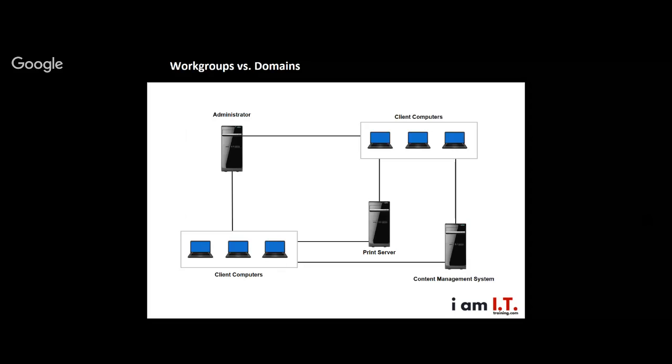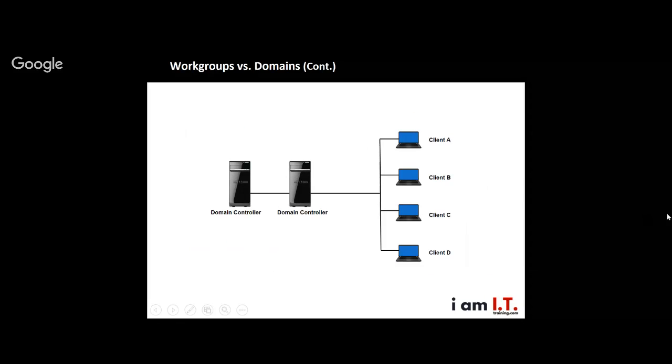Now, domains require a specially configured server called a domain controller, and that's where all of the user account databases are stored. Pretty straightforward, simple stuff. Client, or what we call peer-to-peer, which is a work group, and the domain itself, where they have a domain controller and server. All right.